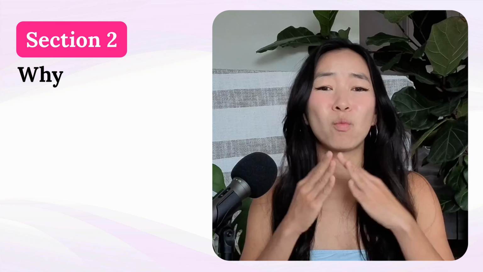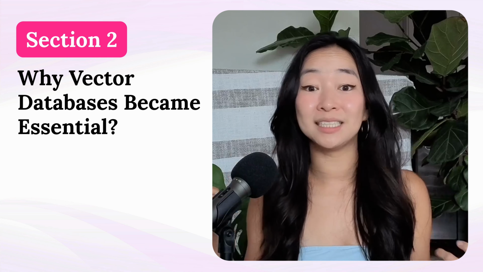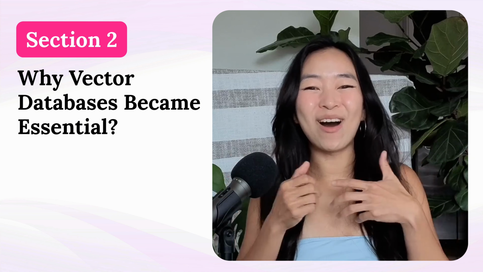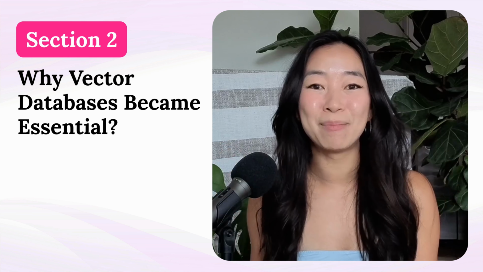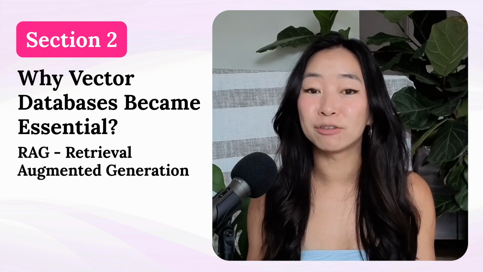Now, let's talk about why vector databases have suddenly become the hot thing. Why is everyone suddenly talking about vector databases? It comes down to one big AI concept, and that's RAG, Retrieval Augmented Generation. The big AI models like ChatGPT and Claude only know what they're trained on. They've never seen your company's internal docs or even your own data, which means that the moment you ask for something specific about your own information, they'll either hallucinate or just tell you they can't answer your question.